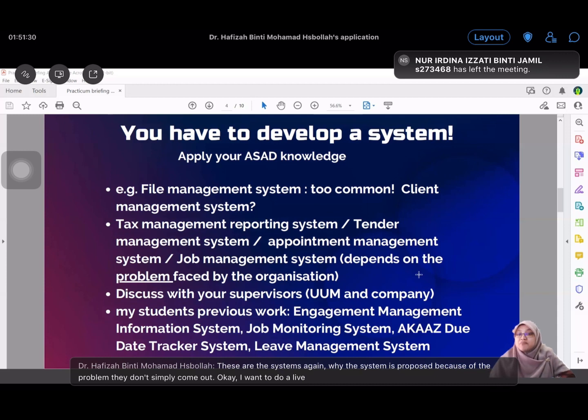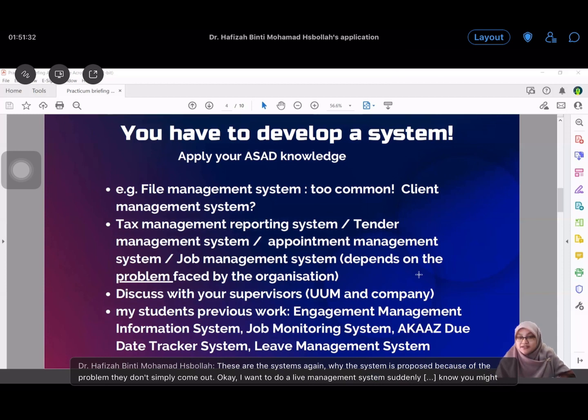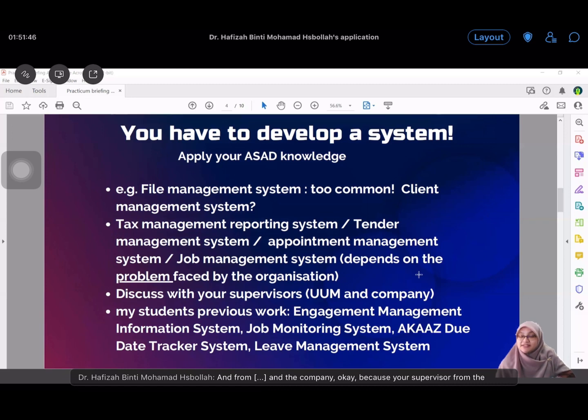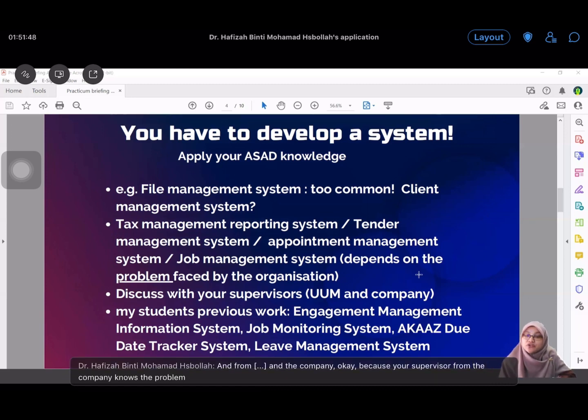No. You must have the groundwork. That's what you actually learn in ASAD. Again, you have to discuss with your supervisors from UUM and the company, because your supervisor from the company knows the problem better. And then you consult with your supervisors from UUM as well. Then you come out with your proposal where you actually prepare the preliminary investigation report.